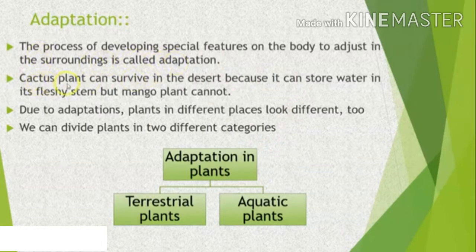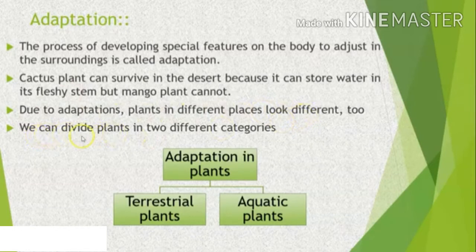For example, the cactus plant can survive in the desert because it can store a lot of water in its fleshy stem, but mangoes cannot do this, and they cannot live in the deserts because they cannot store water. Okay, so they cannot live in the desert areas. Due to adaptations, plants in different places look different.